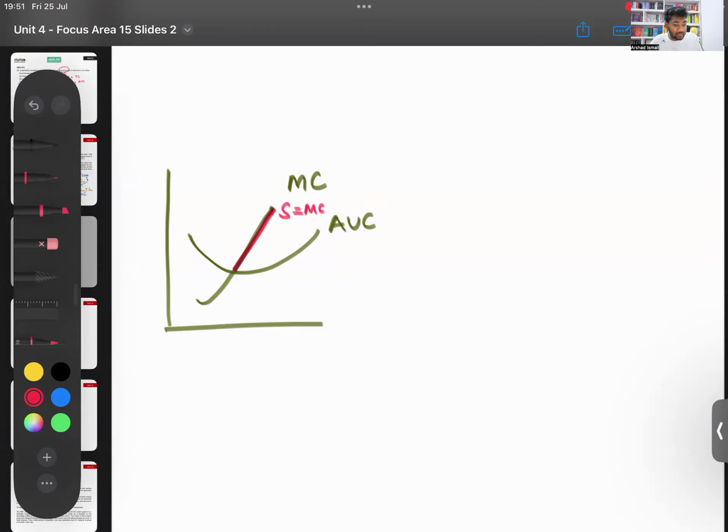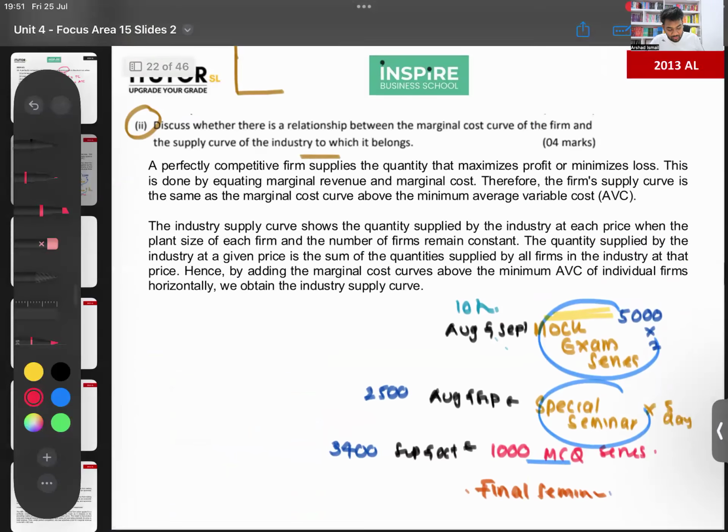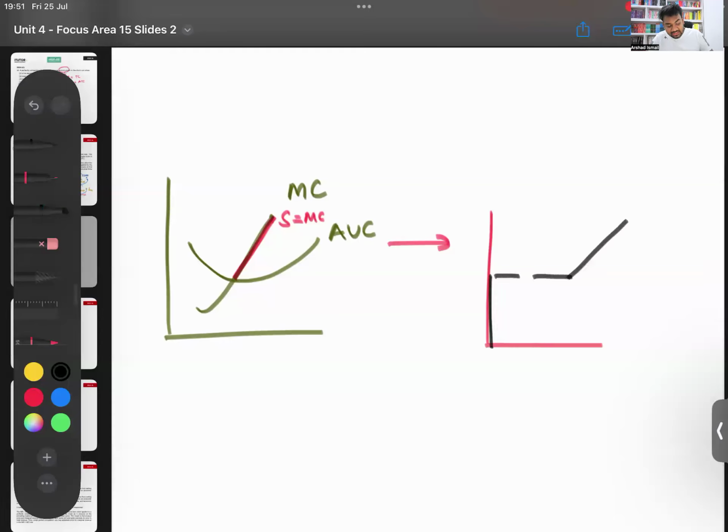That is the firm. But here they are asking about something called the industry. So what is the industry story, Lamai? Now, each firm, if you add all of it, that is how you get the industry supply curve. So you can prove this, Lamai. You can show this with like numbers.